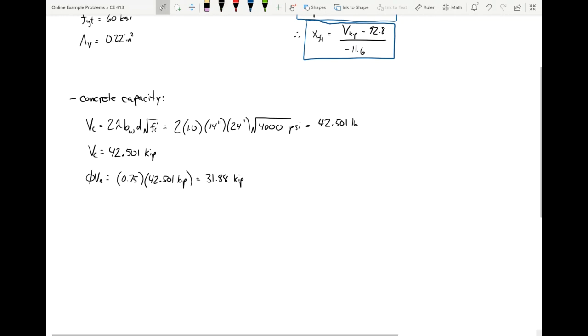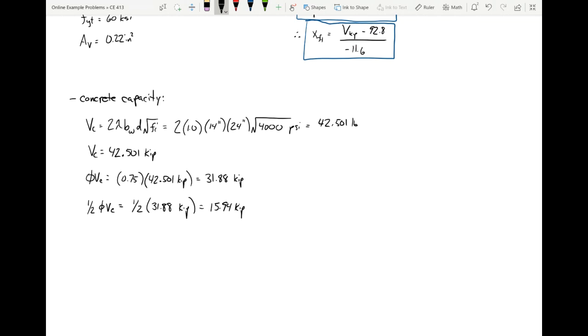Okay. Oh, something popped up on my screen. Okay. Now, next we need half of phi VC. So half of phi VC is just half of this, 31.88 kips, which comes out to be 15.94 kips.